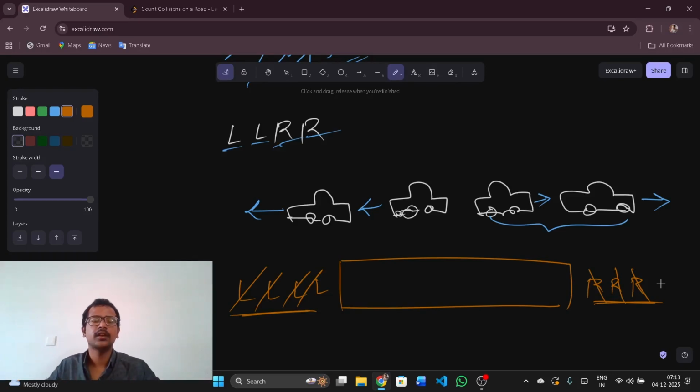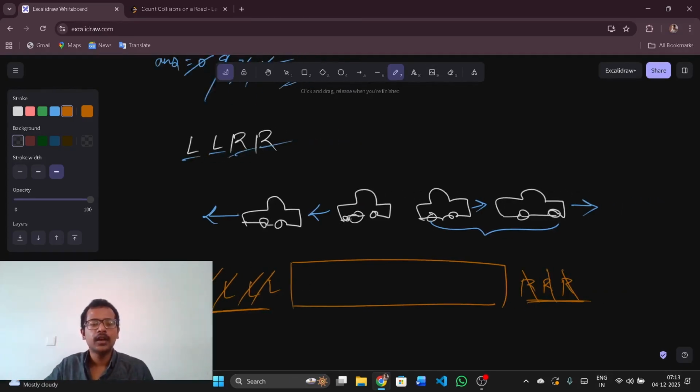collisions. Let's take something like this: R, L, S, or anything. Let me tell you this clearly. If there is an R, it will collide with L. But let us be clear, this R will add 1 to the answer. I will tell you again, this R will add 1 to the answer. But this L also adds 1 to the answer. Let me tell you why.